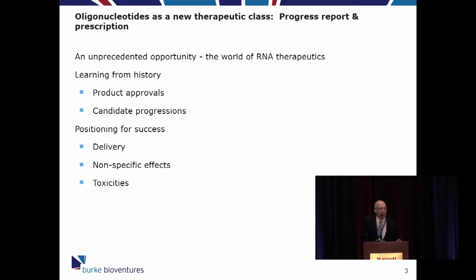We'll focus on product approvals, and I want to touch on some things adding to what Mano said because I think it's an important way to look at the report card. Where are we to date? How far have we come? And I'll speak briefly on the product candidate progressions. And then addressing this important question of how do we position the field for success.